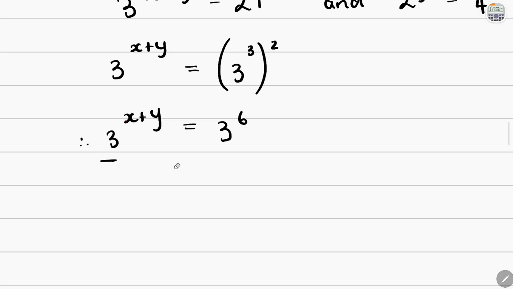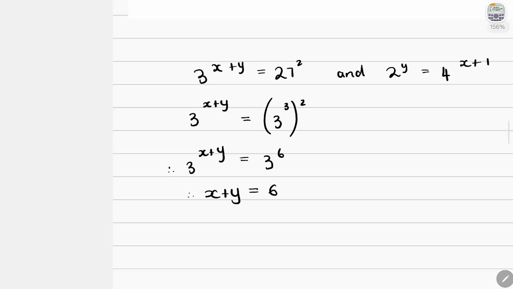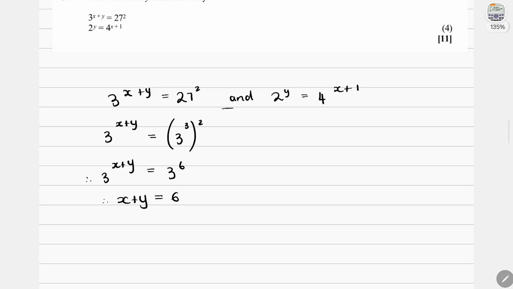Our bases are the same. Therefore, for this equation to be true, the exponents should be equal. So the equation we get now is x plus y equals 6. Okay, and now we can form our next linear equation with this.